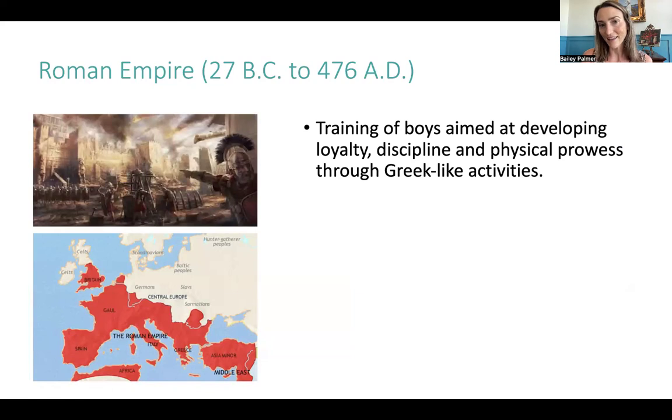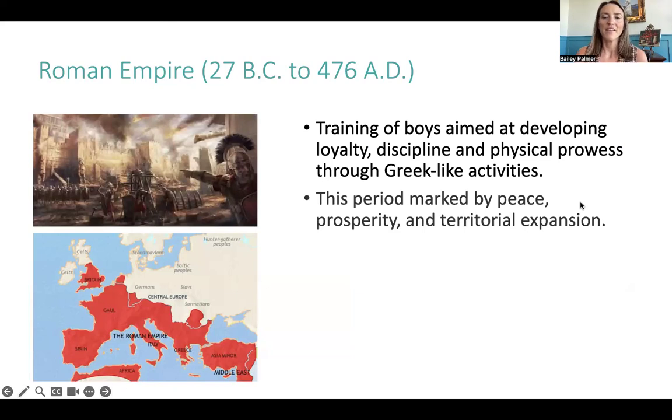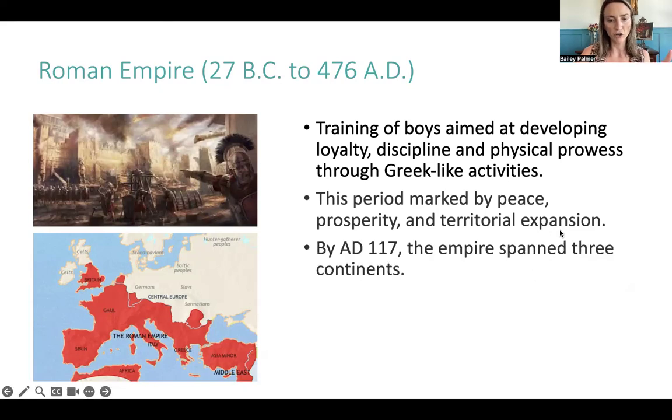They did a lot of Greek-like activities. So what was done in Greece, they now did in Rome in order to train. They did start trying to emphasize becoming more peaceful with each other. They were expanding their territory. So they were expanding territories across all of Europe.